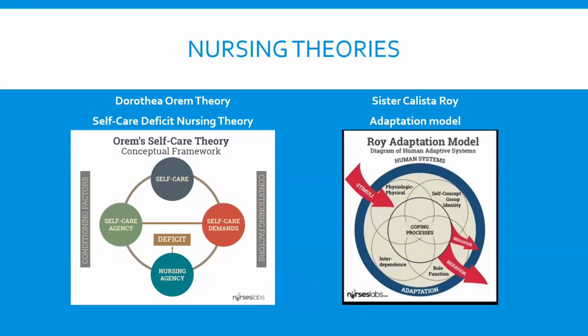Then Sister Callista Roy's adaptation model talks about how we have different stimuli that affect how we cope, how we see ourselves, how we see our roles, how we depend on ourselves versus others, and it also affects our physical and psychological needs, and that drives our behavior. So we can use all these different theories when applying nursing processes and caring for our patients.